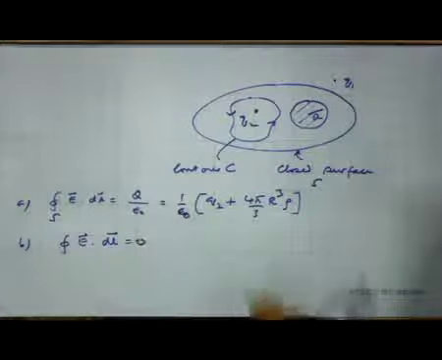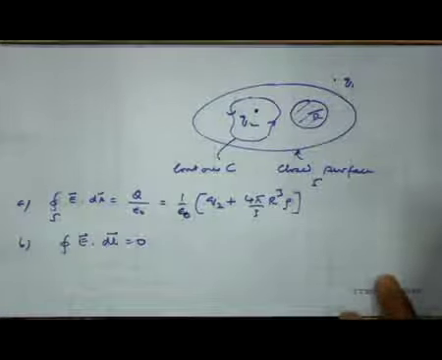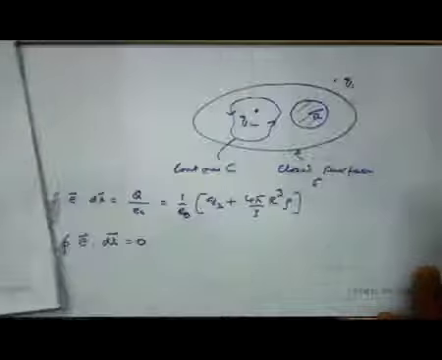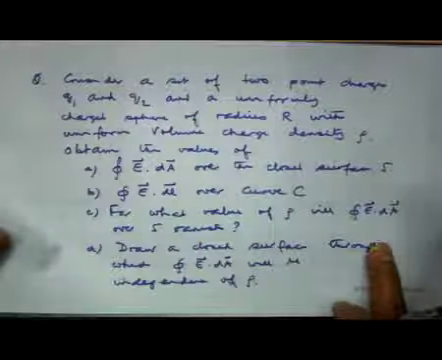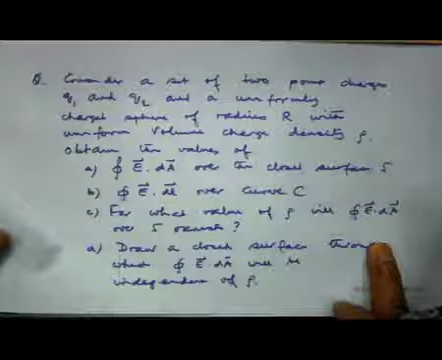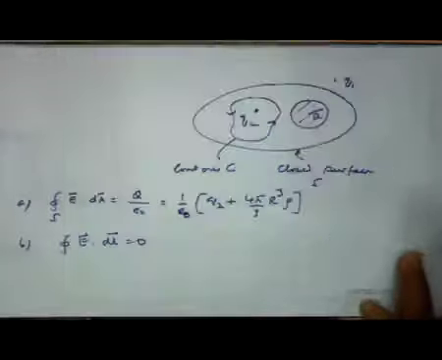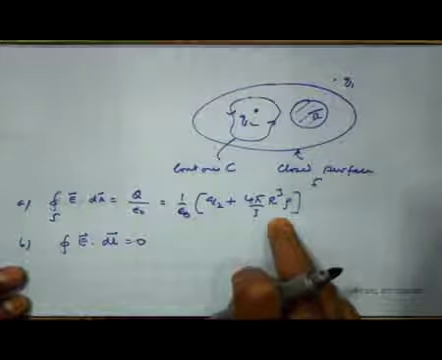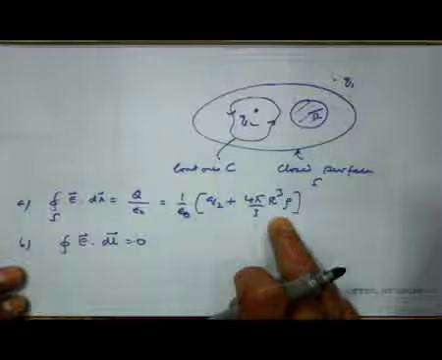So, same thing will happen for the curve C, the contour C: the integral of E dot dl will be simply 0. Now, the next question is, for what value of rho will the integral of E dot dA over S vanish? So, I must put this equal to 0 and I can get the charge density required to make the total flux crossing the surface S become 0.